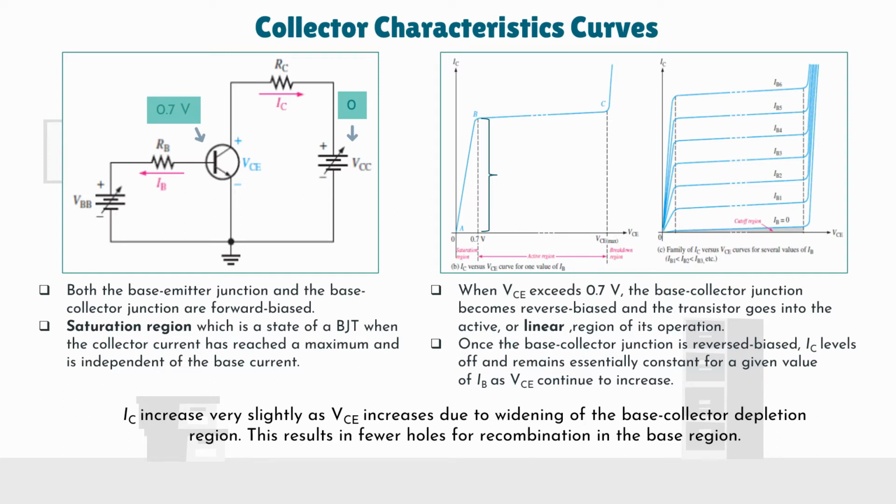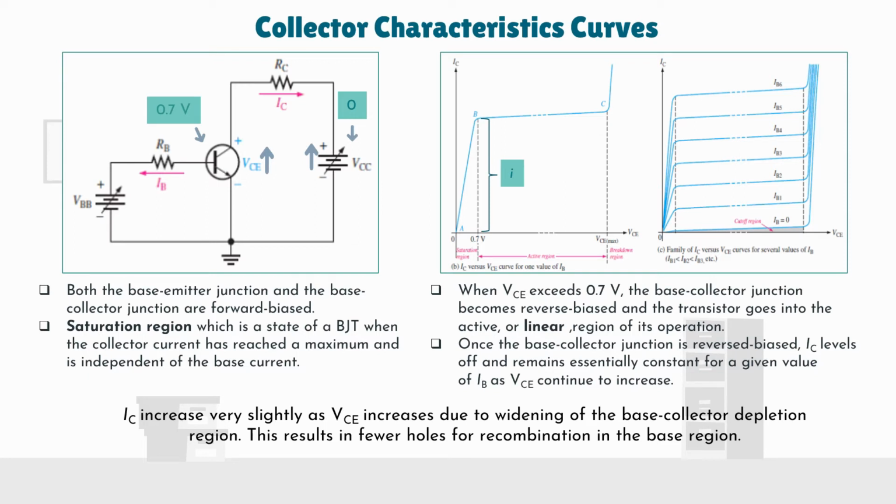When both junctions are forward biased, the transistor is in the saturation region, which is a state of a BJT when the collector current has reached a maximum and is independent of the base current. As VCC increases, VCE increases as the collector current increases. This is indicated by the portion of the characteristic curve between points A and B.